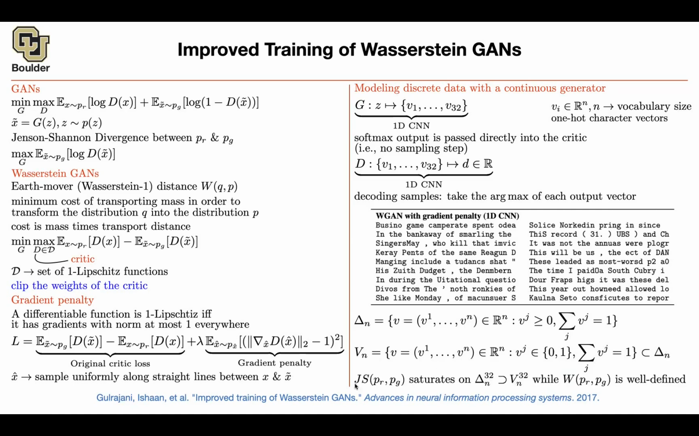If you evaluate the Jensen-Shannon divergence, which is for GANs, it's going to saturate on this space, so it's going to become 0. But your Wasserstein distance is still going to be a well-defined objective function. You're going to have values that are non-zero, their gradients are non-zero, and you can optimize that. Okay, so you can use Wasserstein GAN to do discrete data. Any questions so far?